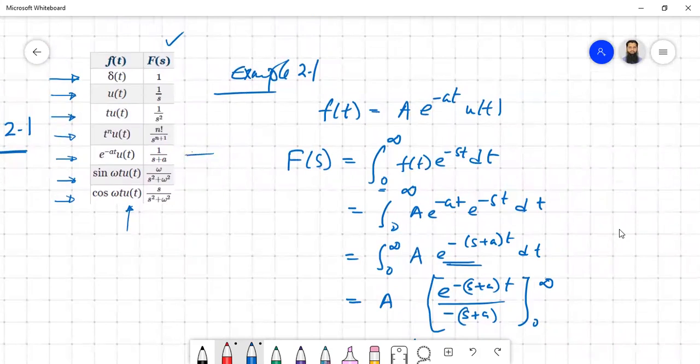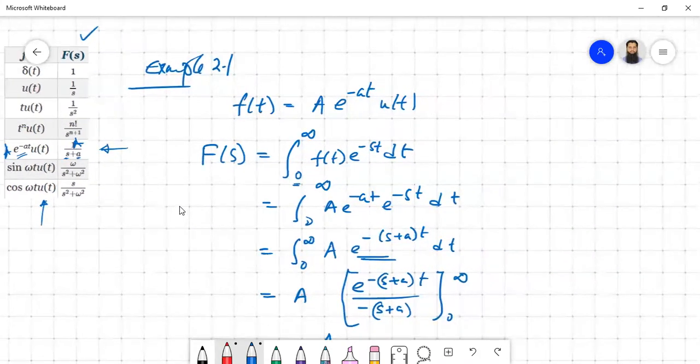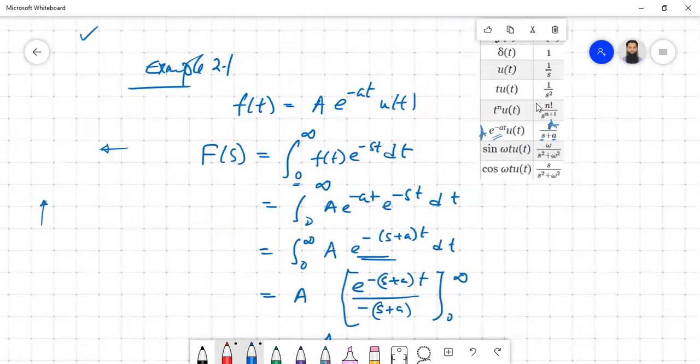So once you see e to the power minus a t, you can easily say it will be a 1 by s plus a. So if you have any constant, that constant will be replaced here, something like this. So most of the time, we're actually going to take the help of the table rather than directly applying the Laplace transformation.